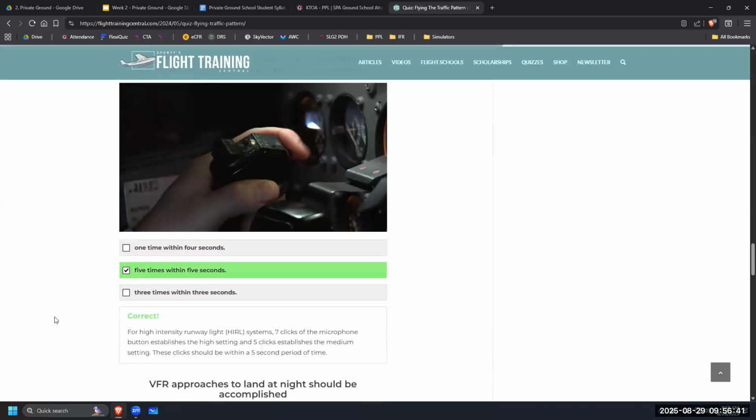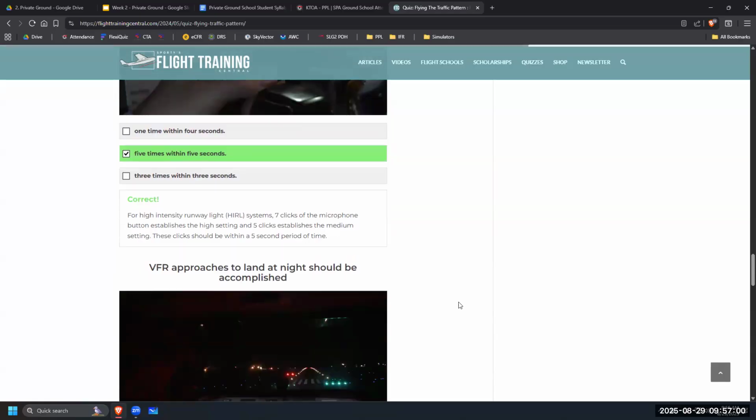Good. B, because it goes light, medium, high intensity, so 3, 5, 7. And it's all within the same amount of seconds. So it's 3 within 3 seconds, 5 within 5 seconds, 7 within 7 seconds. So if you're doing the high intensity lights, you're going 1, 2, 3, 4, 5, 6, 7 within 7 seconds.